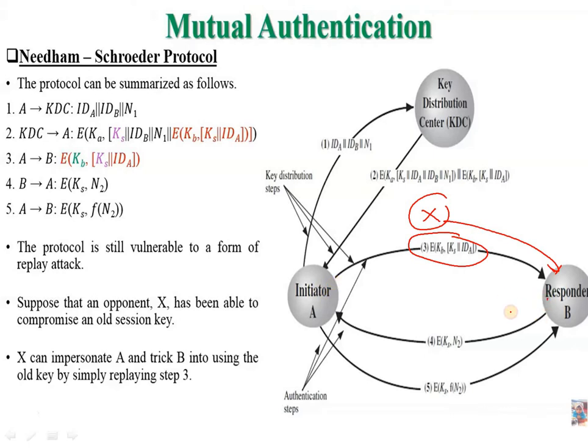Again B will send back the 4th step. Next, the 5th step will be shared by the initiator, and again X shares the same message, and again B thinks this message is from A. It will send back the session key and nonce again. So this thing will repeat again and again because X has the copy of this 3rd step. Hence it is called a replay attack.